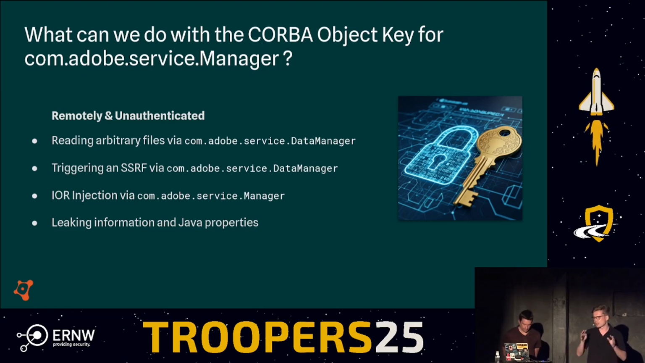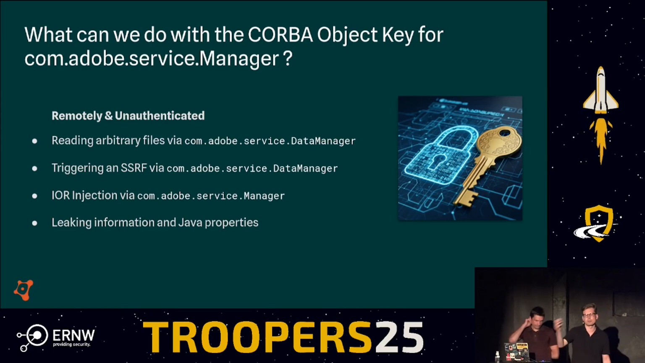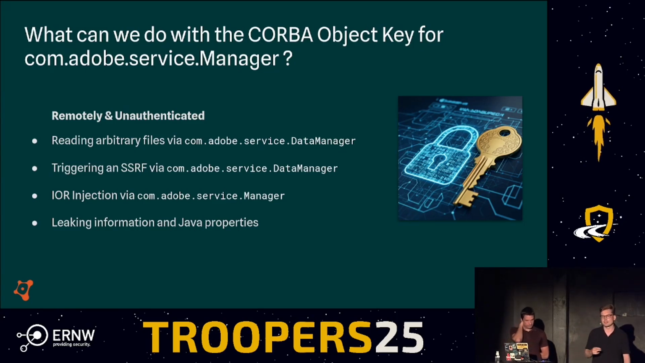To manage that part, the data manager provided a lot of interesting operations. Using them, we were able to, for example, read any file on the server, but also trigger a server-side request forgery, where the application server can reach out to another server and download a file. And more importantly, we also found an IOR injection. We will see in a sec what this is, directly in the manager CORBA interface. We also found some more stuff, like leaking information or Java properties.